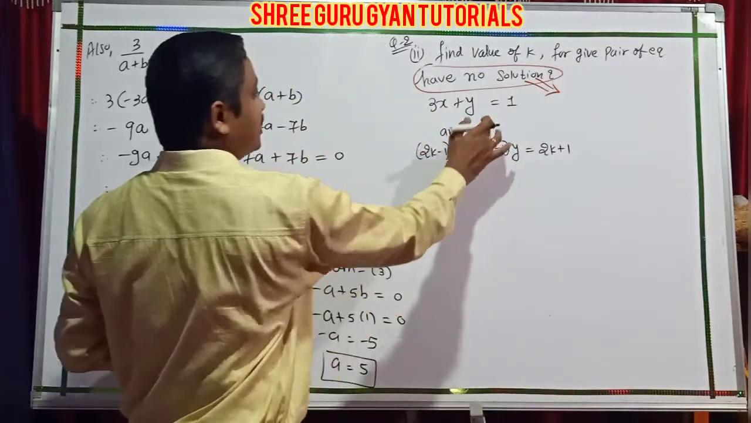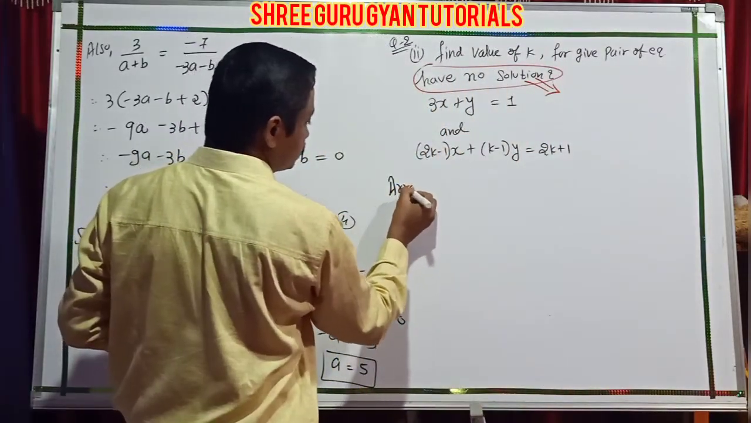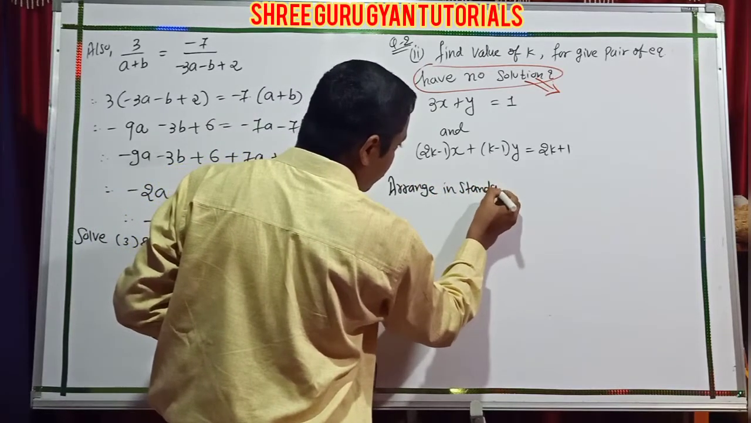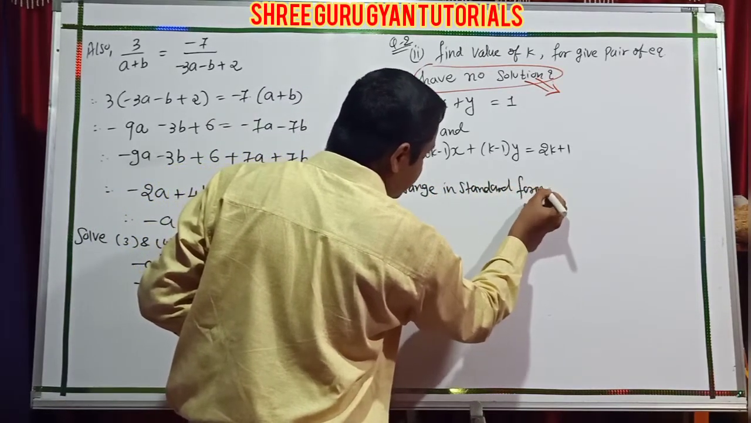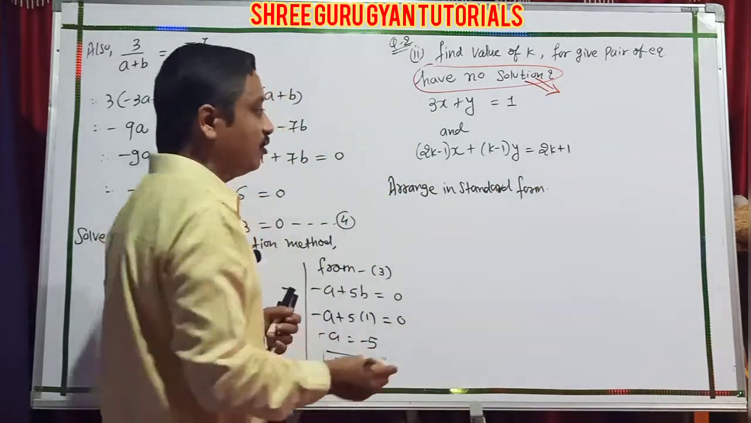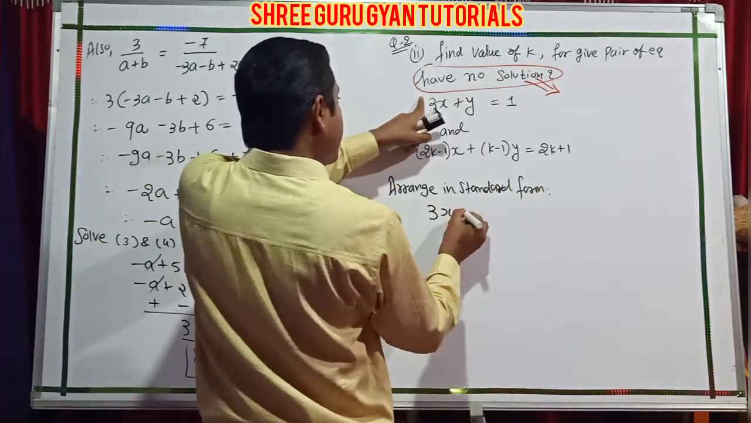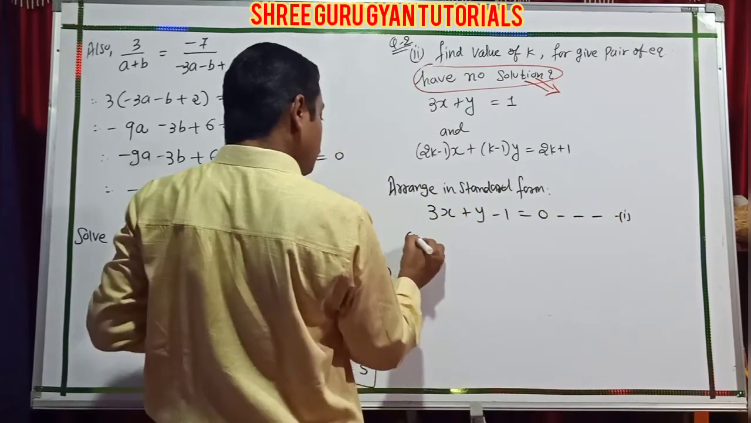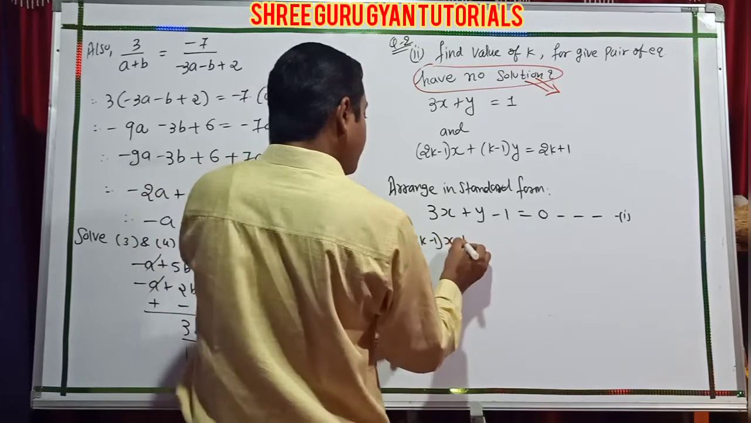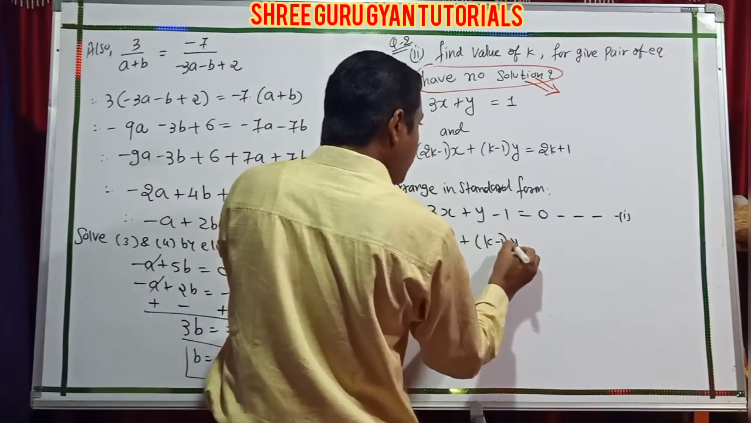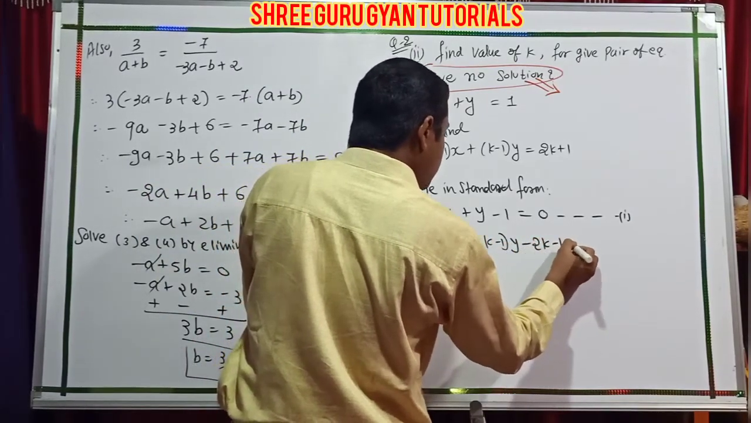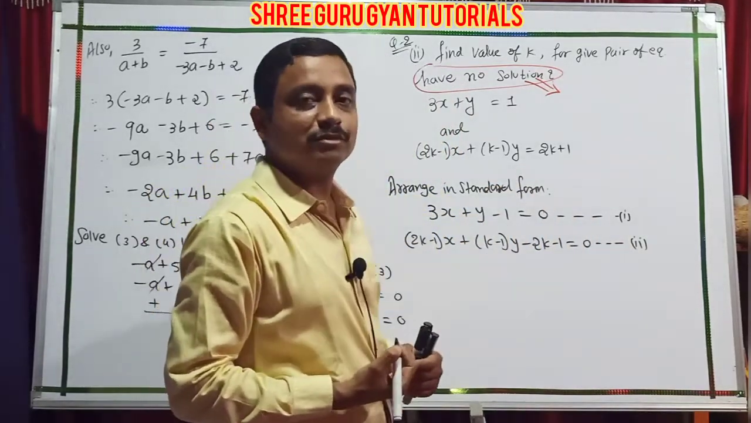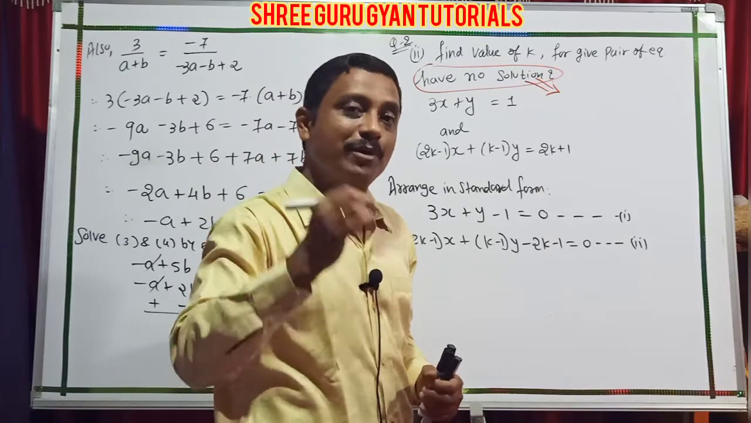First of all, I arrange the equations in standard form. It is necessary, students, that you arrange them in standard form. So first of all, 3x plus y minus 1, statement 1, and here 2k minus 1 x plus k minus 1 y minus 2k minus 1 is equal to 0, statement 2.